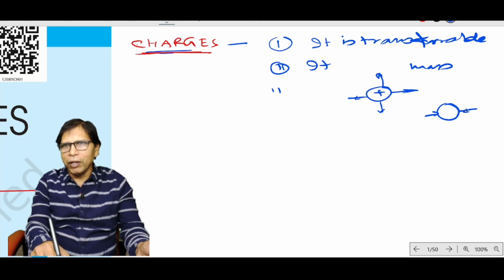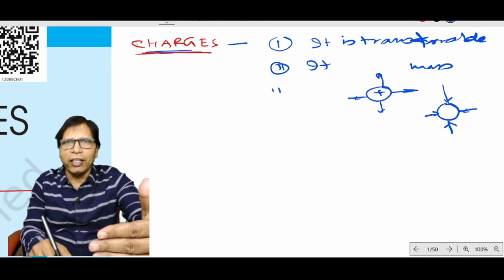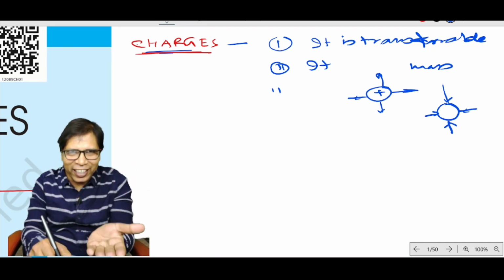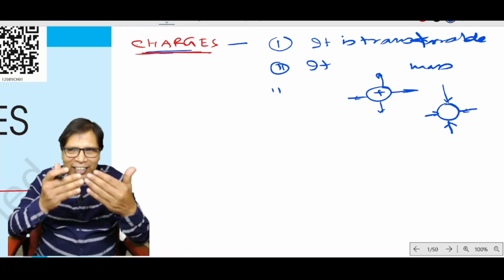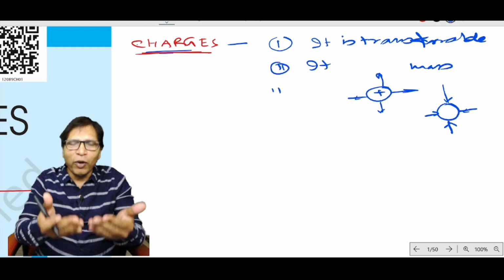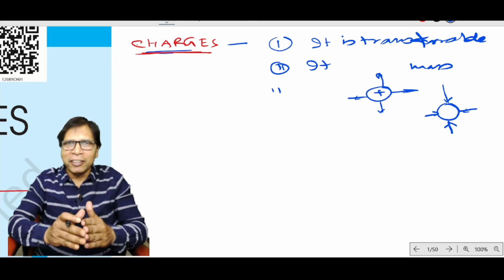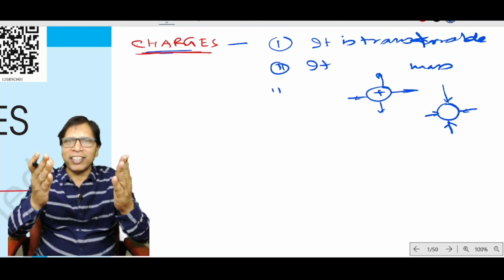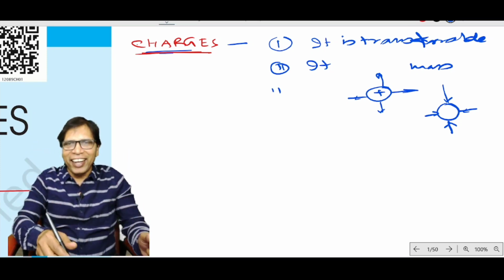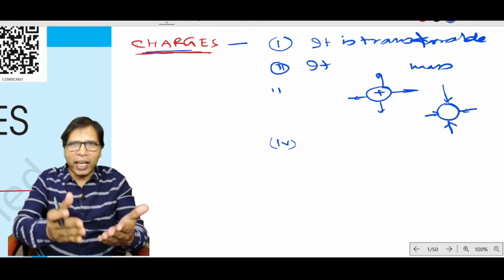Look at this. Now, a moving charged particle produces both electric and magnetic field, and an accelerated charged particle not only produces electric and magnetic field, it radiates electromagnetic wave. Okay. Next, number 4, quantization of charge.